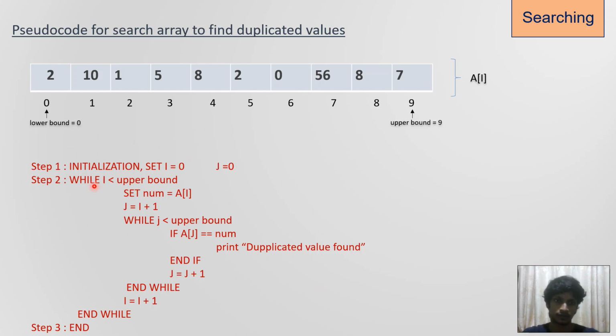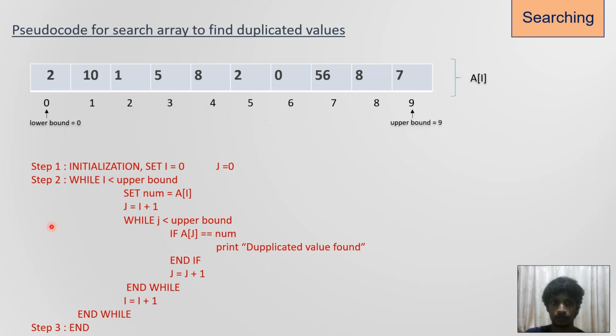The first step is to initialize the corresponding variables. Here I have initialized two variables: the first one is i and the second one is j. In step 2, we traverse each and every element of the array. To do that, I can simply perform this while loop with this condition, and it will traverse each and every element in the array.